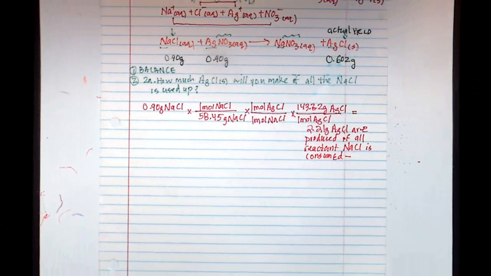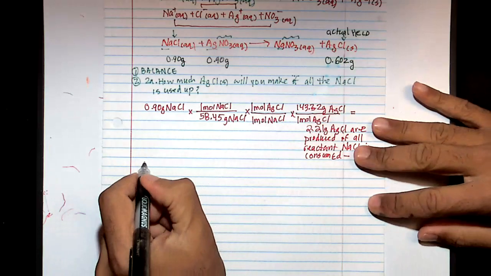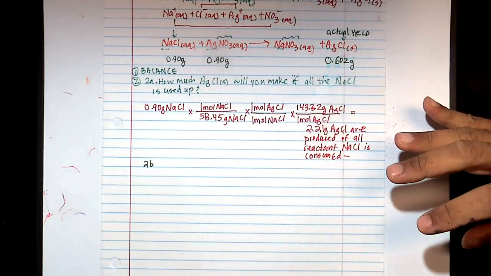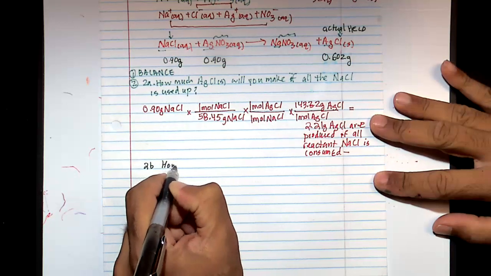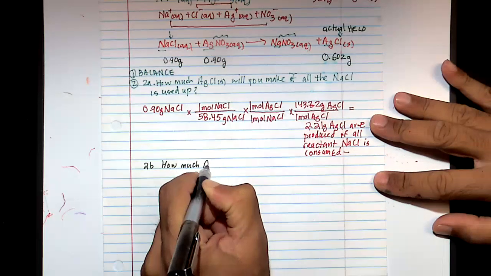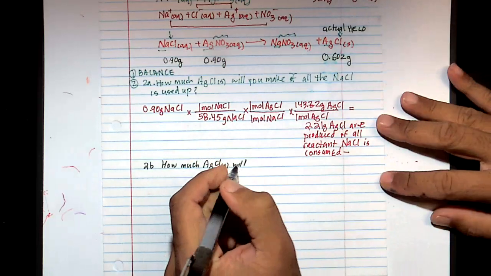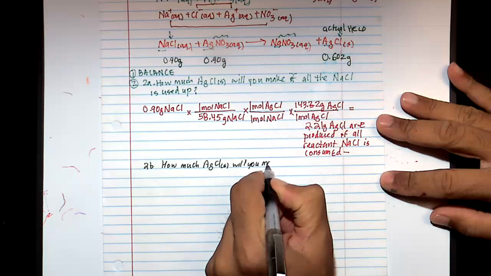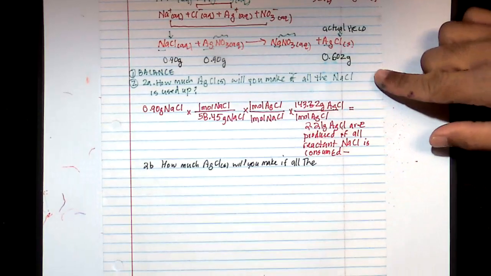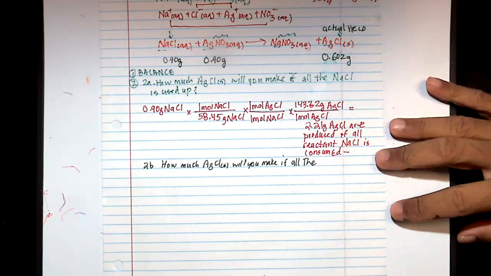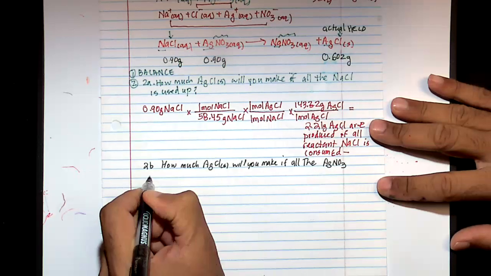So that's theoretically, in theory. All right, now we're going to ask ourselves a second question. How much AgCl solid, because remember, we always want to make as much solid as we can, will you make if all the AgNO3 is used up? We already answered it for all the NaCl, now if all the AgNO3 reactant is used up.